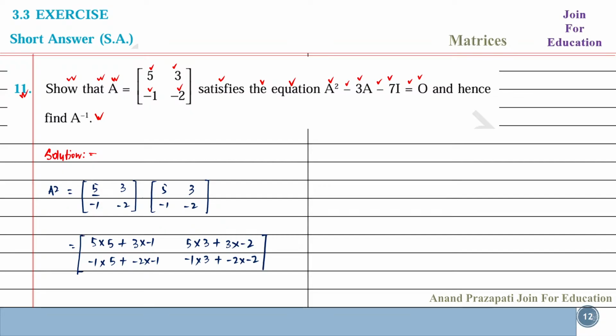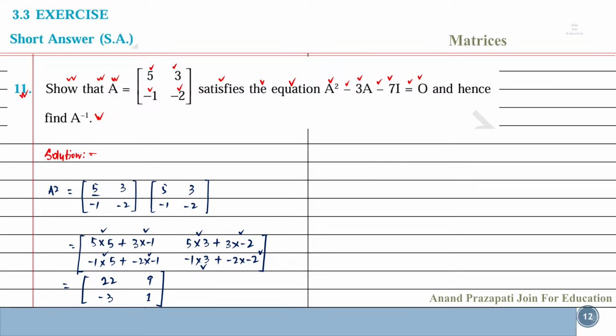If you have any doubt, write into the live chat box which is open to all of you. I will try my level best to clear your doubt. So here equal to 25 minus 3 equal to 22, minus 5 plus 2 equal to minus 3, 15 minus 6 equal to 9, minus 3 plus 4 equal to 1. Is there any problem to understand up to this step?